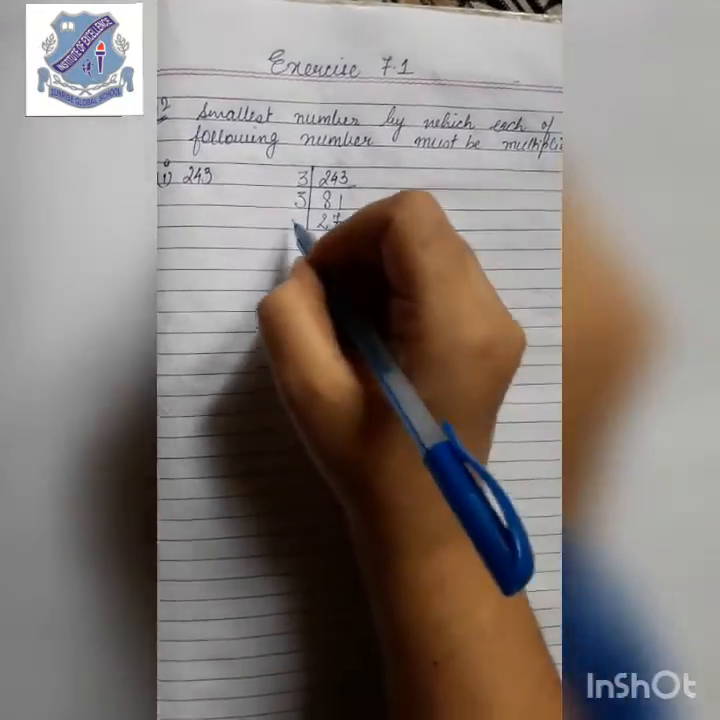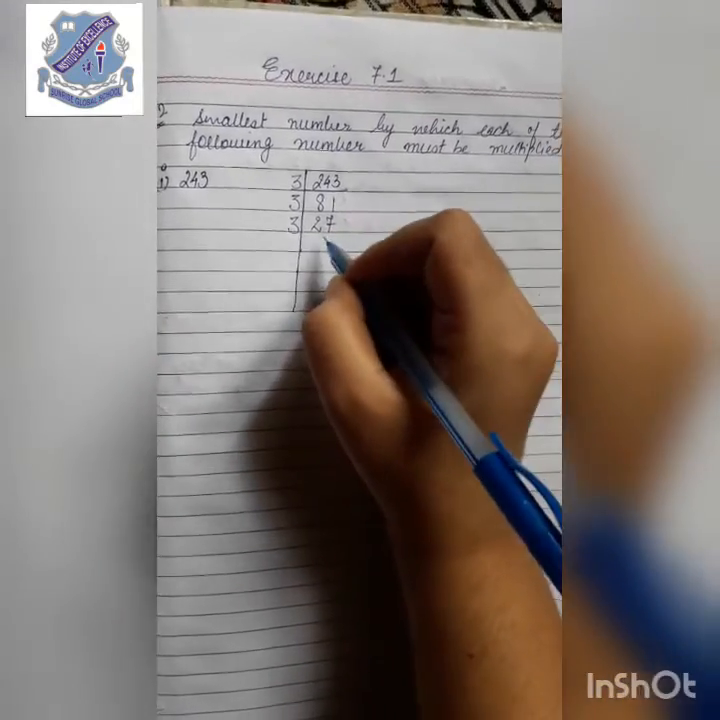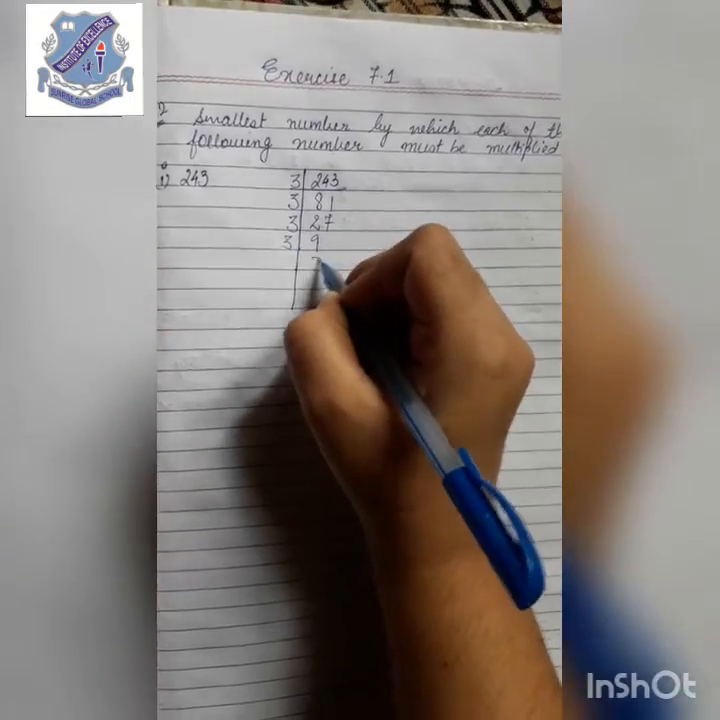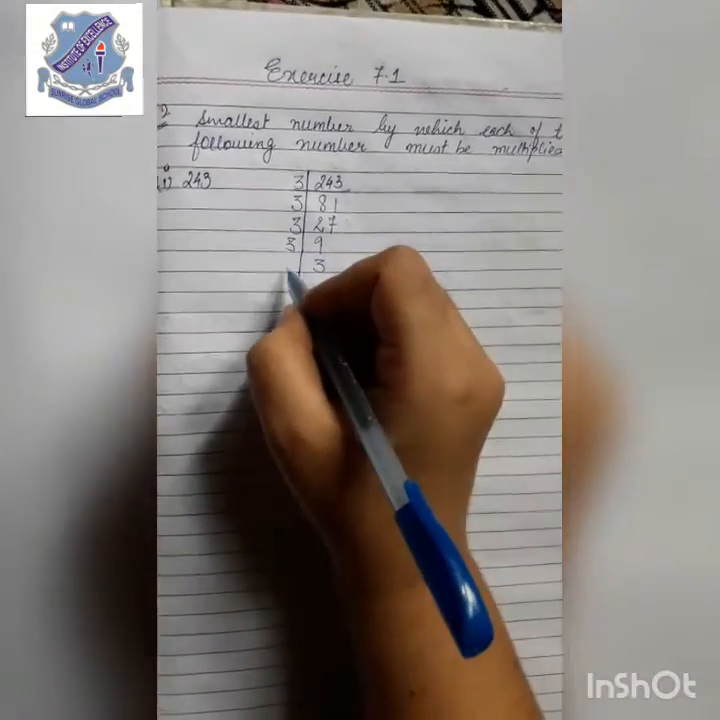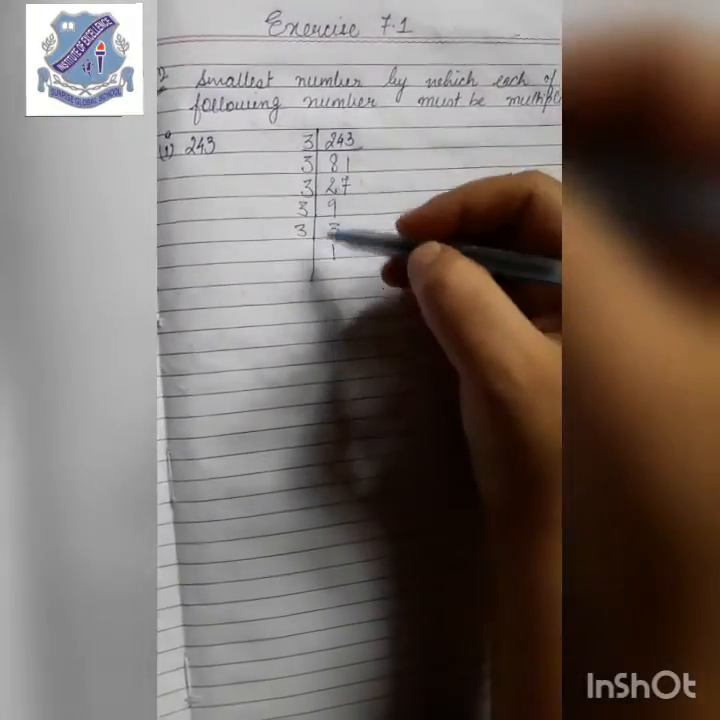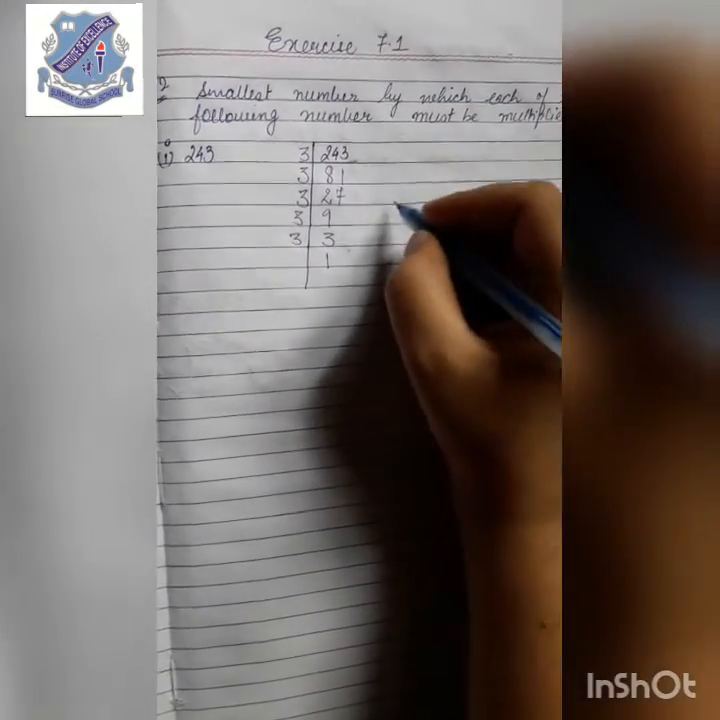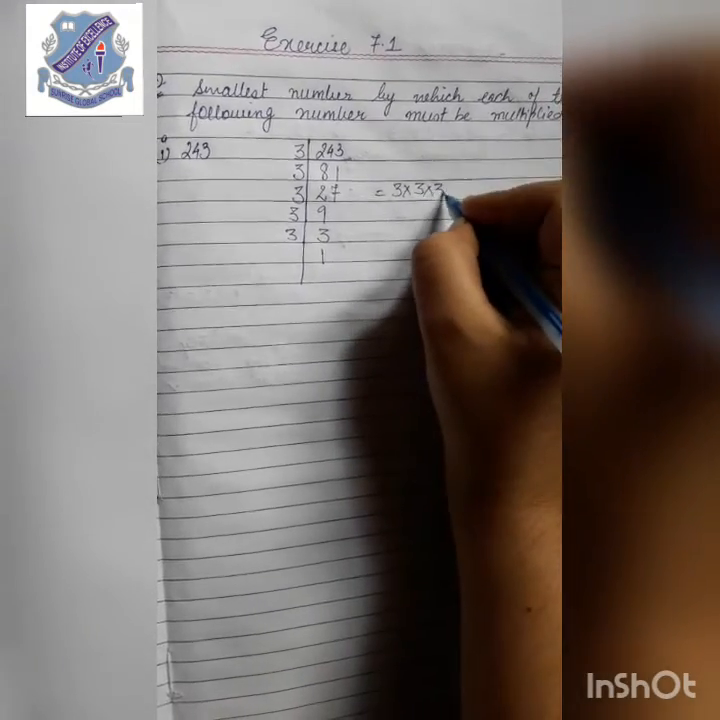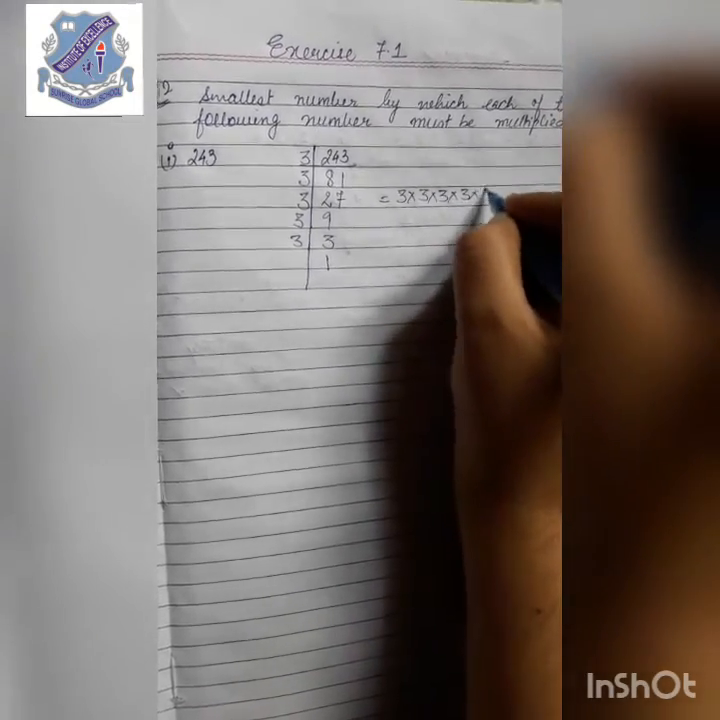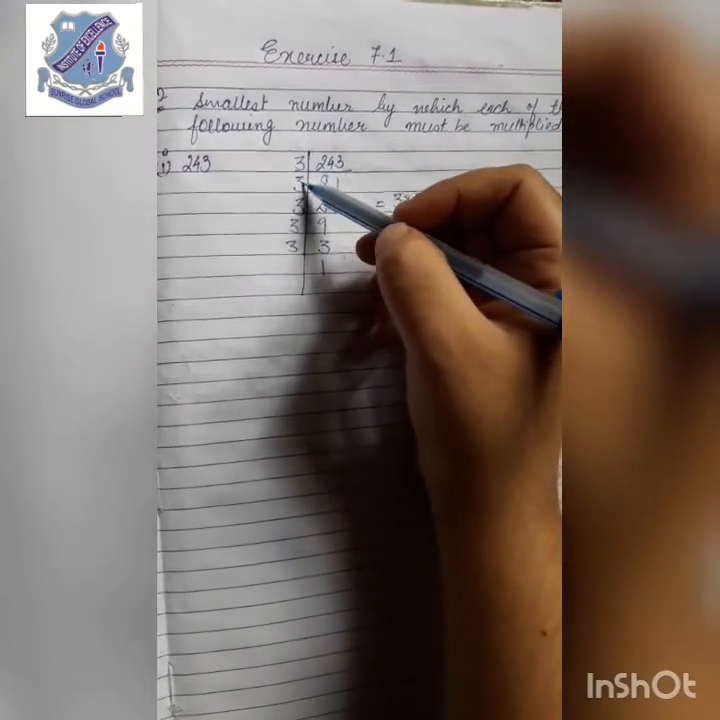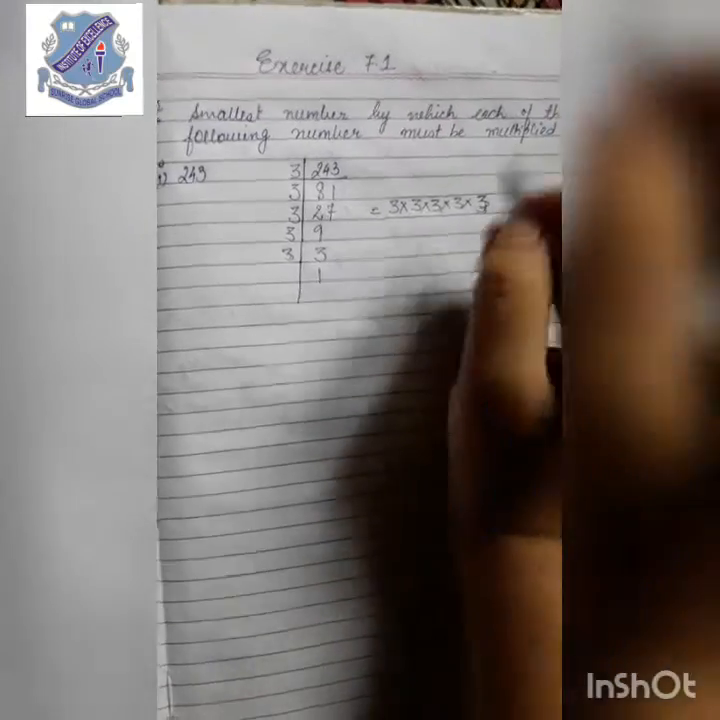Now again dividing this number by 3, 3 9s are 27, then 3 3s are 9 and 3 1s are 3. So now let us look at what we received as the factors. Here we can see that we received 3 into 3 into 3 into 3 into 3. That means there are 5 3s over here. So you can see 1, 2, 3, 4, 5. There are 5 3s.